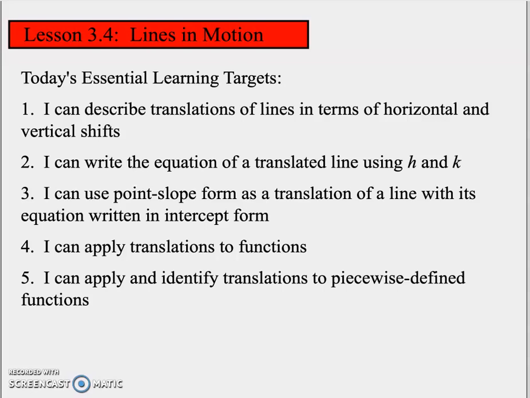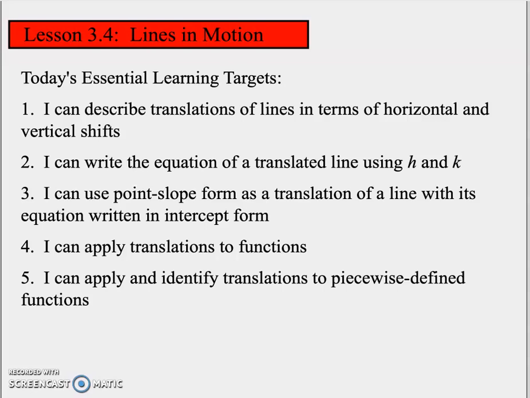Today we're going to talk about just a translation. Translation is a smaller category of the bigger category of transformations, but how we move graphs left, right, up, and down. It's useful to talk about it with lines first because we can talk about it as point slope, something you guys are familiar with.